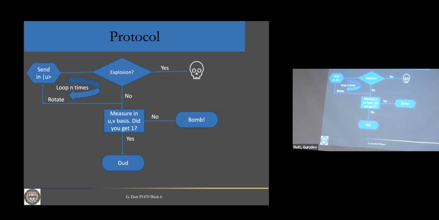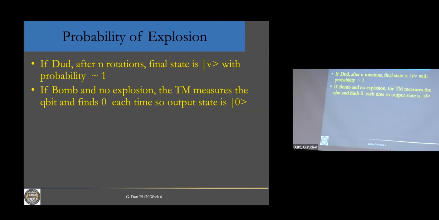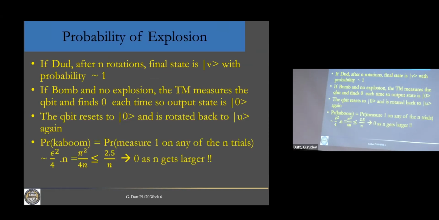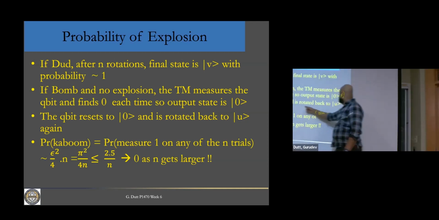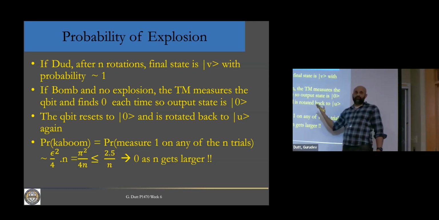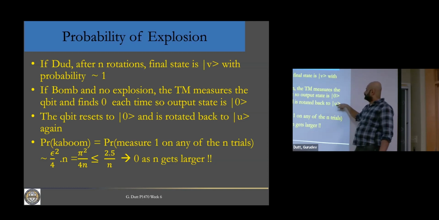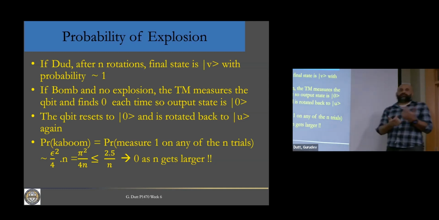Okay. So that just brings us back to the qubit resetting to 0 and being rotated back to U again. So the probability is still close to 1 every time that there's no explosion. But this adds up, right? If you do n times, each time the probability might be small that there's an explosion, but if I repeat it n times, the probability obviously increases. It's like flipping a coin, right?